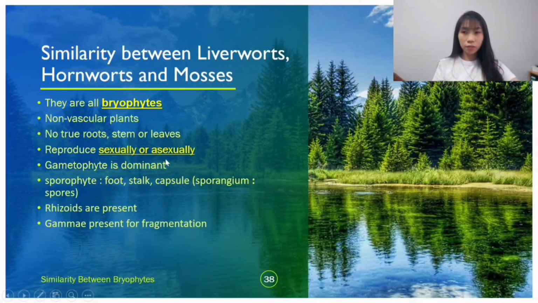So, about the similarity between the liverworts, hornworts, and mosses. They are all bryophytes, non-vascular plants with no true roots, stem, or leaves, and they can reproduce sexually or asexually. If sexually, they will reproduce through the gametophyte, and the gametophyte is dominant. If asexually, they will produce using spores, the sporophyte is present, and also the rhizoids are present.